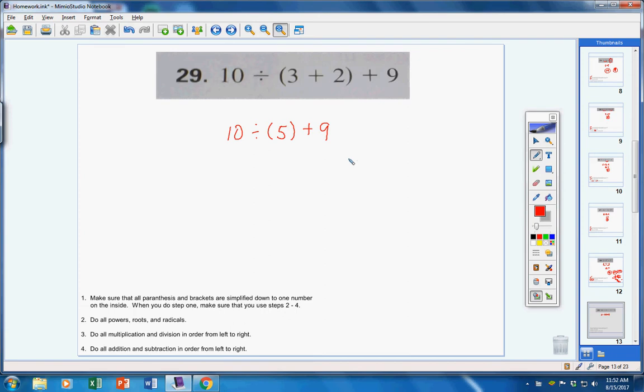Okay, students, sorry, I had to pause the video there. I'm not sure what I said last, but 3 plus 2 is 5. So step 1 is now done. My parentheses is simplified down to one number. There are no powers, roots, or radicals. So step 3, multiplication and division. I do see division, no multiplication. 10 divided by 5 is 2, plus 9, which is 11.